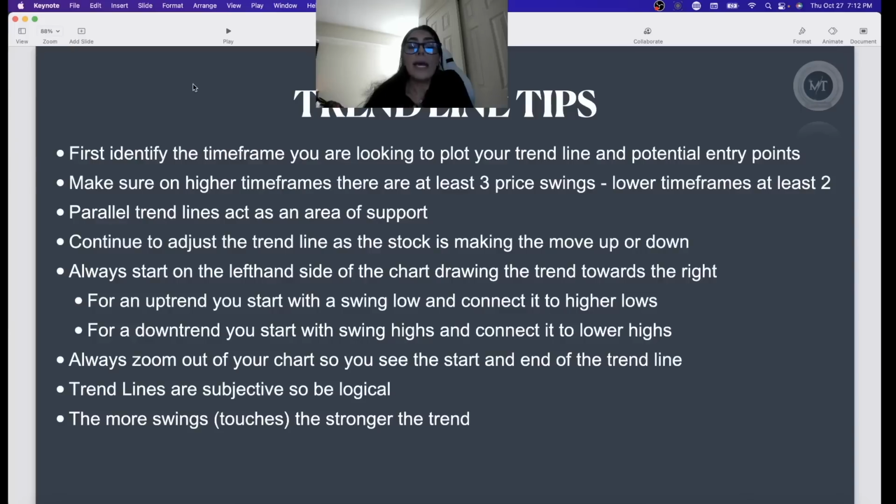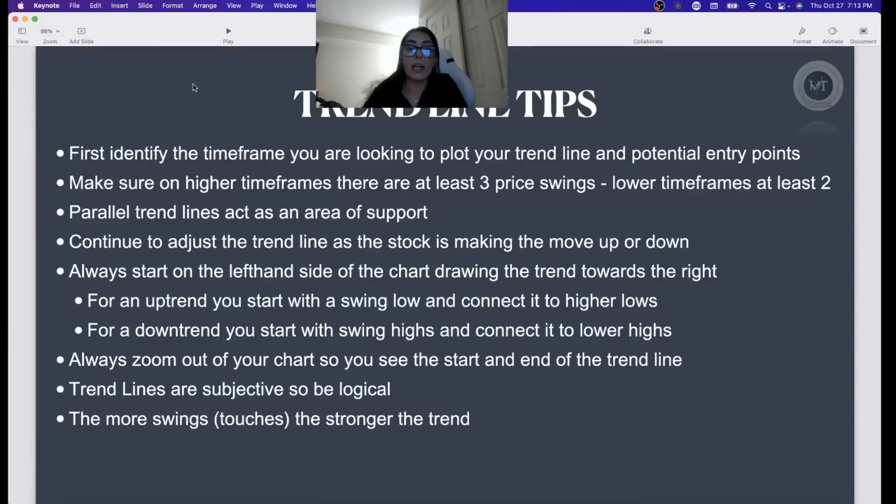The one thing that has really helped me with identifying trends and plotting trend lines is zooming out of the chart. So a lot of times because I'm usually scalping most of my positions, because I'm so in the screen, I'm not able to see proper trend lines. I wasn't able to identify proper entry and exit points. So once I zoomed out, I was able to see the whole trend line from start to finish. It becomes a lot easier for you to identify potential entry and exit points.